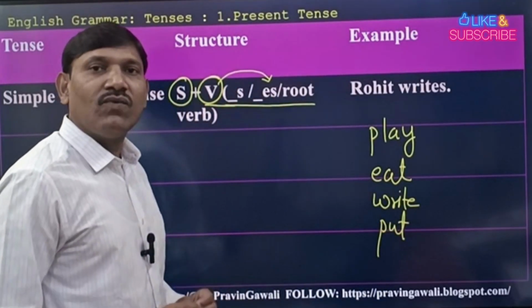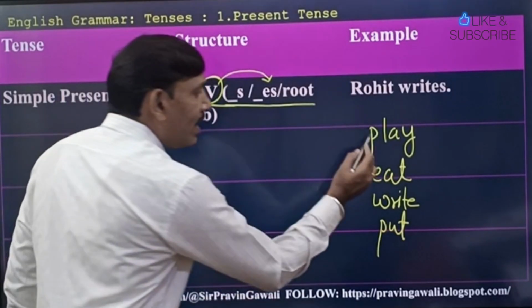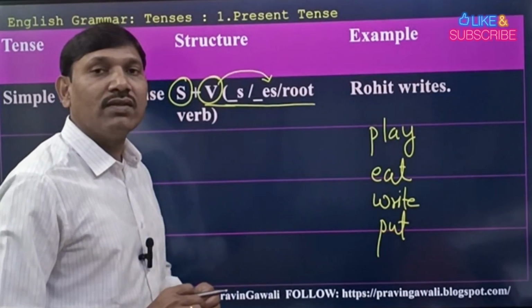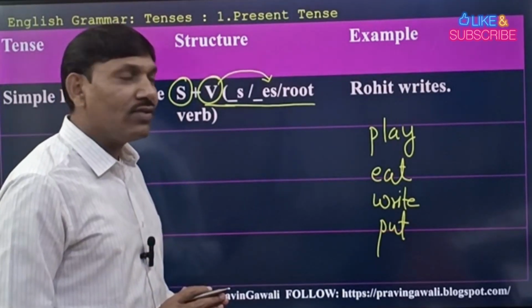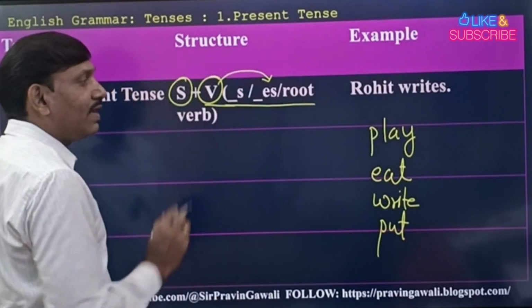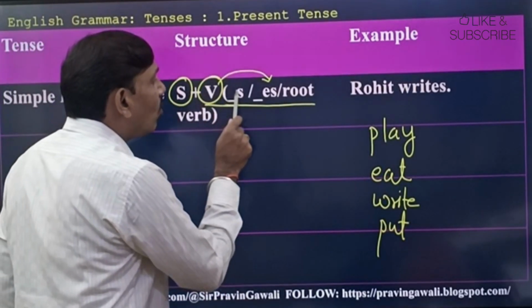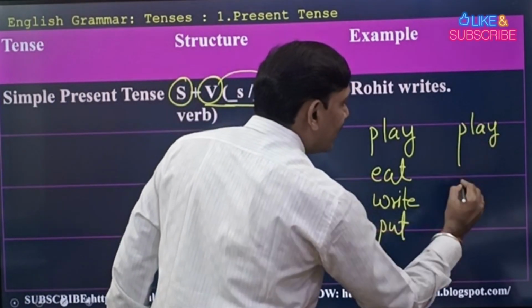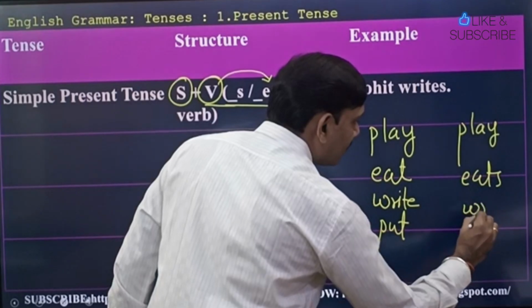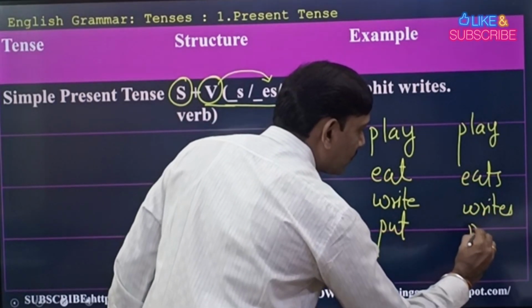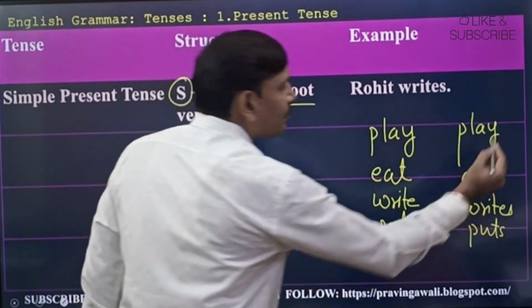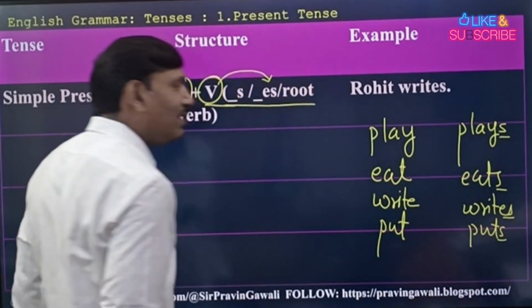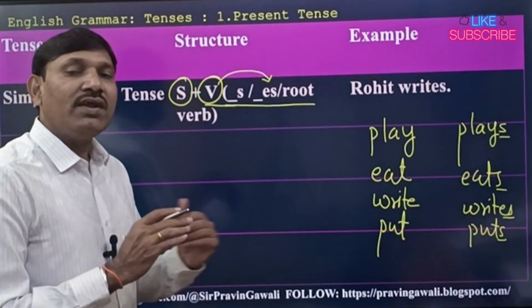See, some of the action words, meaning verbs, I have written here. Play, eat, write, put: such kinds of verbs are called root verbs or the main form of the verb. Okay, students. Now here in simple present tense, the verb will take s or es form. For example, plays, eats, writes, and puts. So we can see here, s is there, s is there, s is there, and s is there. It means the verb has taken s form or es form.